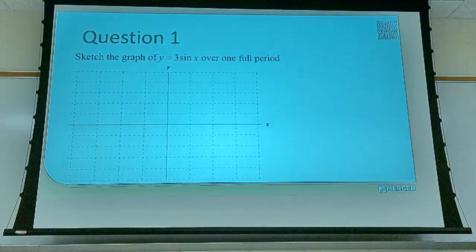So sketching graphs over one full period. Each of the vertical lines represents pi over 2. Each of the horizontal is going to represent 1. X scale is pi over 2, Y scale is 1. Now they only want one full period. How we do that is our business.